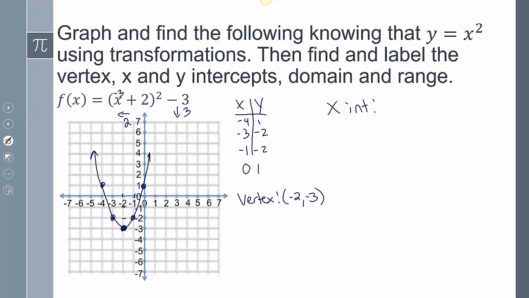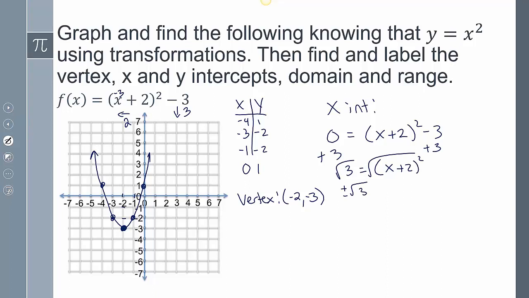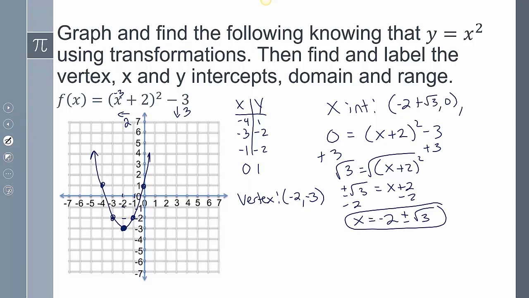that means I have to plug in 0 for y, so 0 equals x plus 2 squared minus 3. Now solving for x, I'm going to add 3 to both sides. So 3 equals x plus 2 squared. Square root both sides, minus 2 on both sides. I get x equals -2 plus or minus √3. So those are going to be my zeros, and writing them in terms of my x-intercepts, I'm going to have (-2 plus √3, 0) and (-2 minus √3, 0).